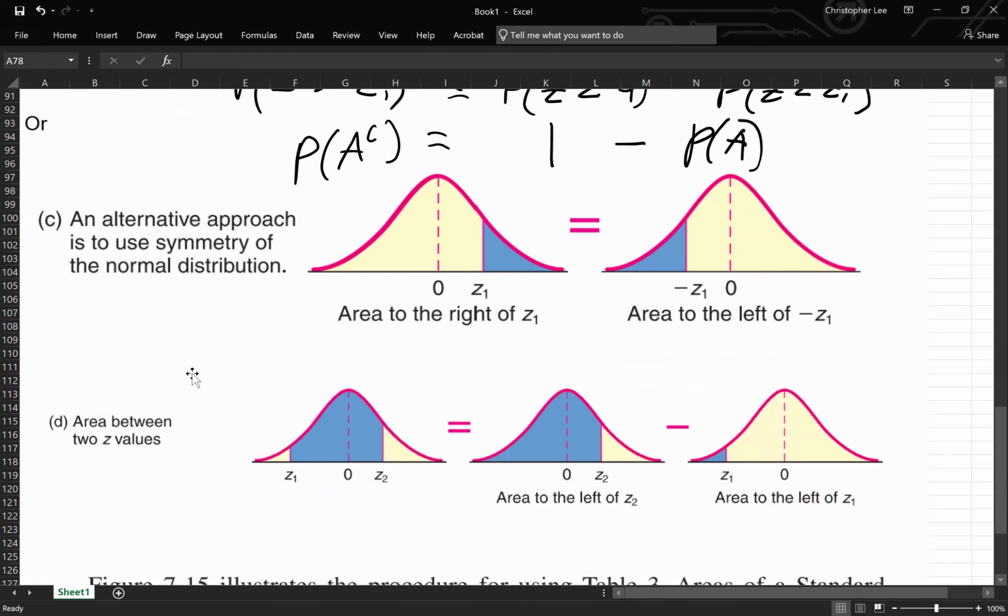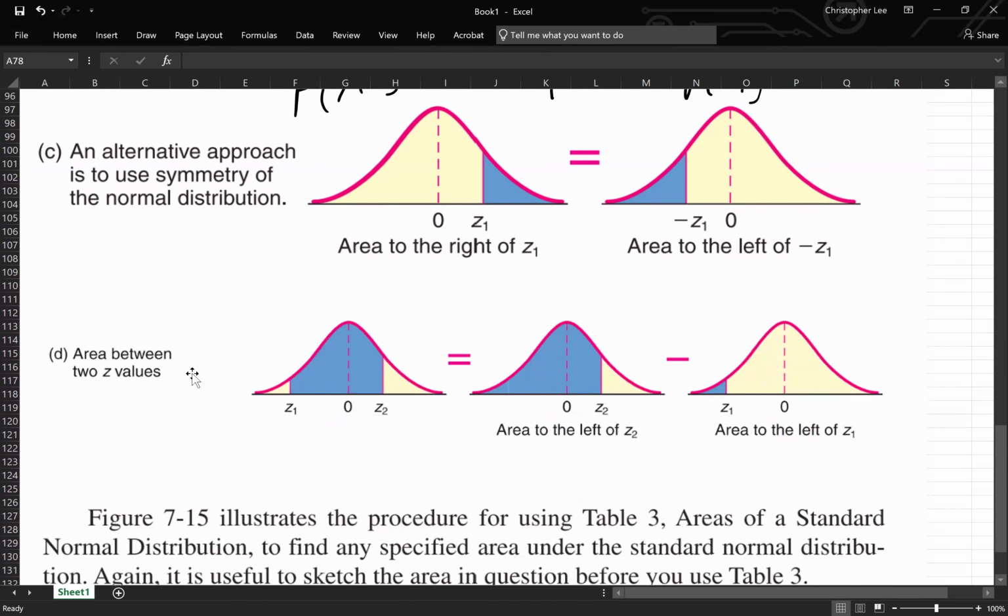So here's the alternative approach. I don't really like this approach, but I'm gonna tell y'all about it. It's using the symmetry of the normal distribution curve. If I say, what's the probability of Z greater than Z1, I'm looking for this area to the right here. I'm telling you that if you look up the negative Z value on the other side, the area to the left is equal to that area.